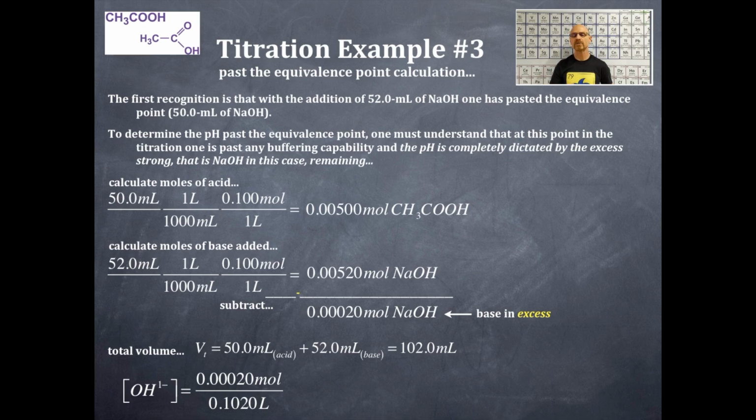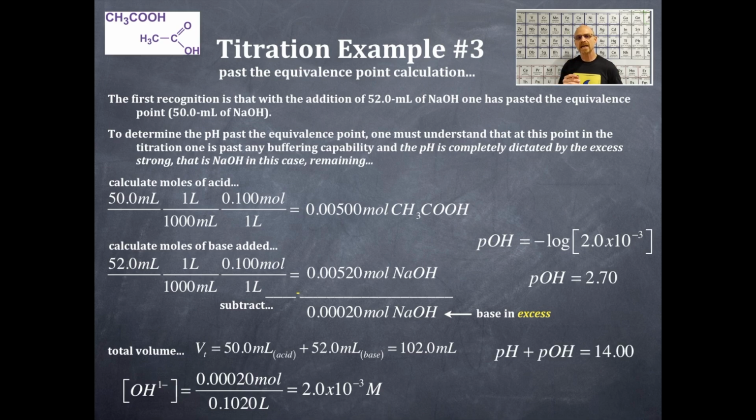That is 0.00020 moles of sodium hydroxide or hydroxide ion in 102 milliliters. I've converted that into liters. This will give me a value for the concentration of the hydroxide as 2.0 times 10 to the negative 3 molar. Now I'm going to calculate the pOH. The pOH is the negative log of that concentration, and that will give me a pOH of 2.70, 2 decimal places. pH plus the pOH is equal to 14.00.